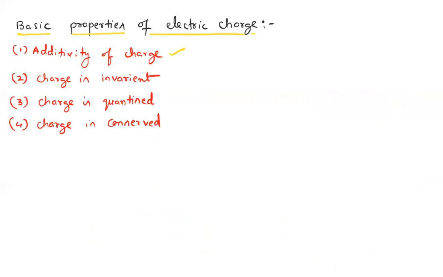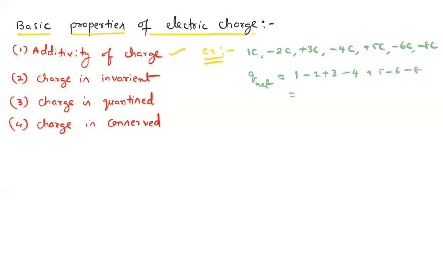Additivity of charge means charges can be added just like scalar quantities. That means if I am talking about net charge, the sum of positive charges plus the sum of negative charges will give the net charge in your body. Suppose in an example, I have some charges: 1 coulomb, minus 2 coulomb, plus 3 coulomb, minus 4 coulomb, plus 5 coulomb, minus 6 coulomb, minus 8 coulomb. If I ask you what is the net charge on the body, then simply adding 1 minus 2 plus 3 minus 4 plus 5 minus 6 minus 8 will give you the net charge.